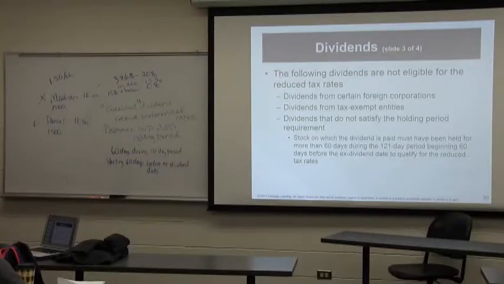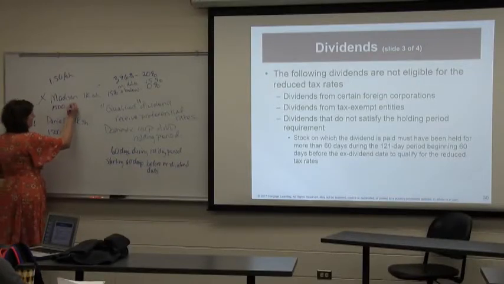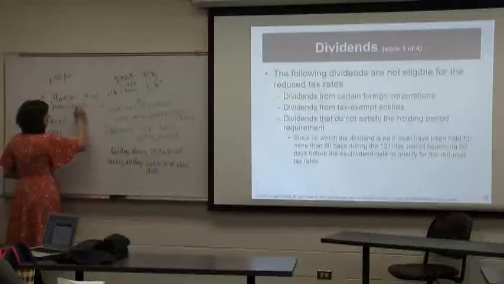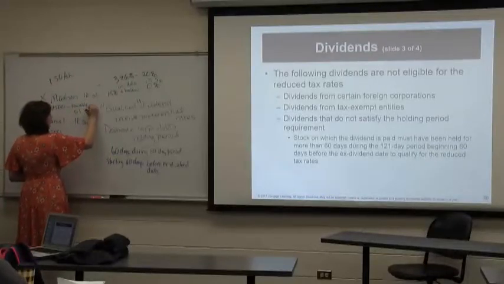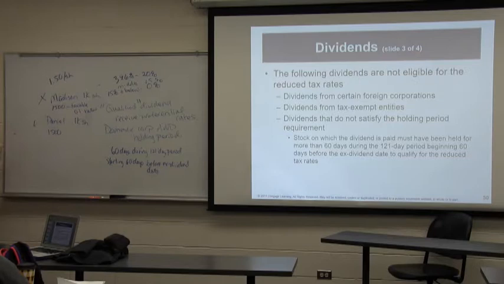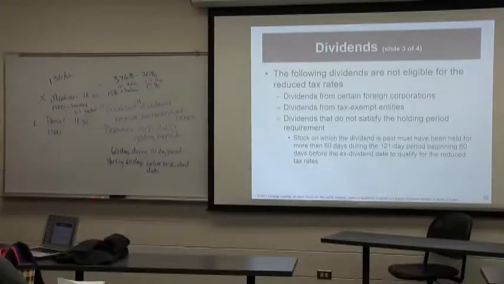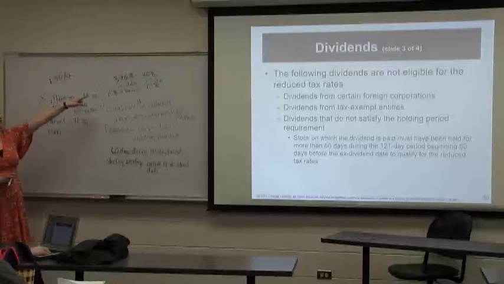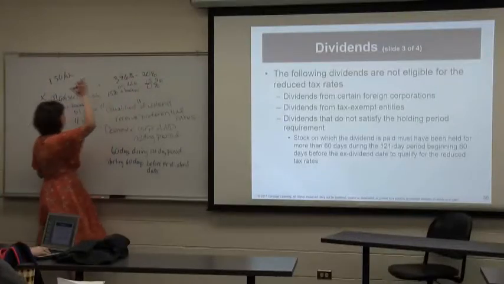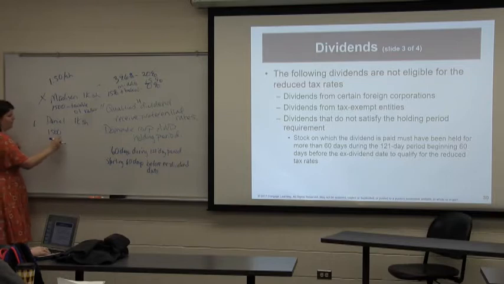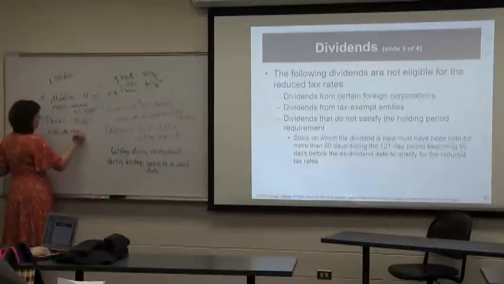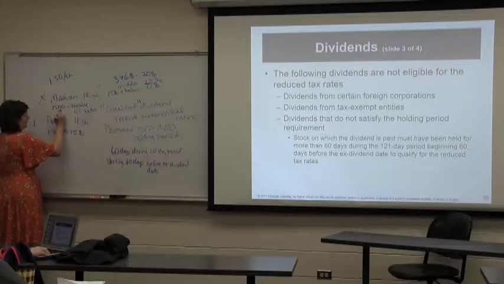So that means that Madison's dividend is taxable at ordinary income rates. If Madison is in the 33% tax bracket, it would be $1,500 times 33%. If Daniel meets the holding period requirement and he's also in the 33% tax bracket, his dividends are taxable at 15%. So he will pay taxes of $1,500 times 15%, whereas Madison will pay $1,500 times 33%.